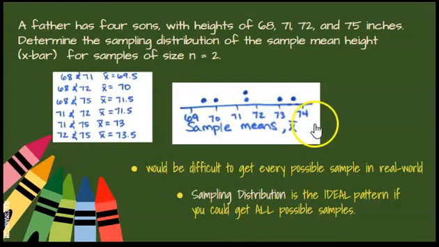Sometimes you're asked, is this a sampling distribution? You can say, probably not, because you didn't get every single sample possible. You may have taken 200 samples, but is that really all of them? Probably not. So stop and think about that before you just say, yeah, it's a sampling distribution.